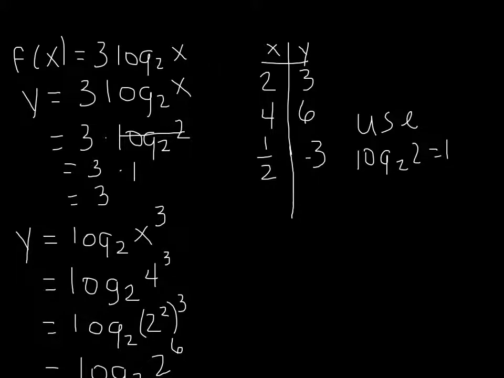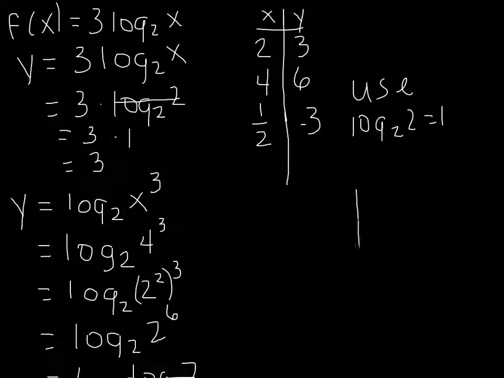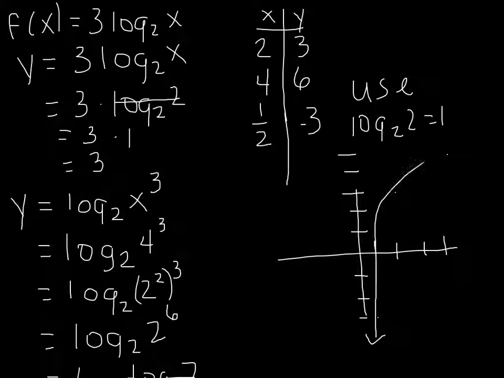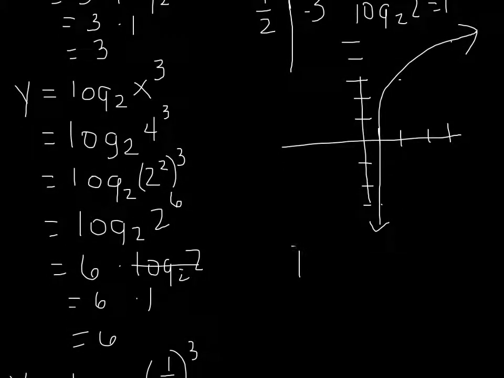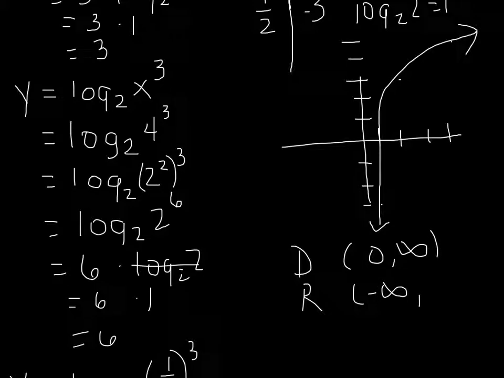Okay, so now we have enough to look at the graph. So we've got 2 over 3 up, and then 4 over 6 up, and then 1/2 over 3 down. And then when you connect those, you get that log shape. And we see that the domain is 0 to infinity, and the range is negative infinity to infinity.